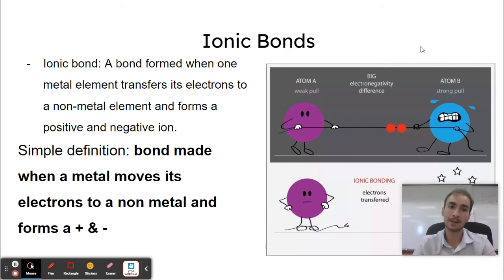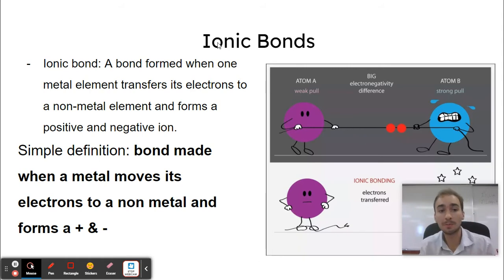the negative. Now, when I said simple definition, I wanted you to try and come up with a definition in your own words. So to show you what I mean, here's my simple definition. Bond made when a metal moves its electrons to a nonmetal and forms a positive and negative. So some things to note, instead of using the word formed or transfers, I try to use simpler words. Like instead of saying formed, I said made. Instead of saying transfer, I just said moved, which you can see in this cartoon.